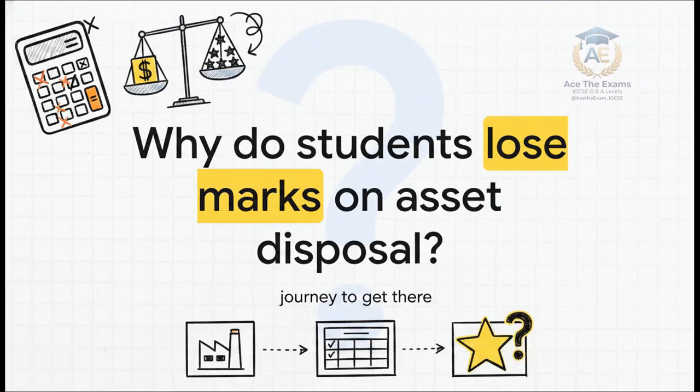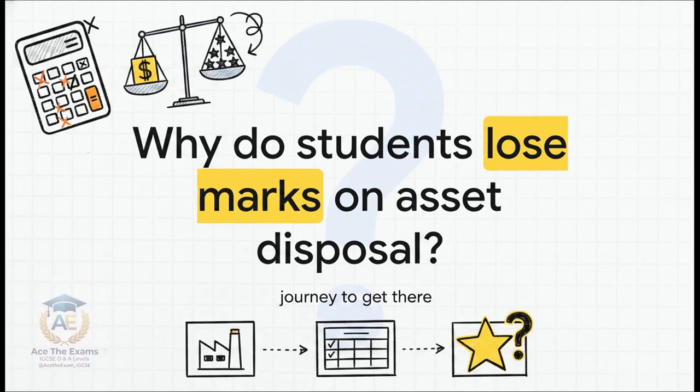I want to start our session today by posing a really high-stakes question to you. Why do highly capable, smart students consistently lose marks on asset disposal calculations? Seriously, think about it. You might assume it's just a silly arithmetic error, hitting the wrong button on a calculator under pressure, but the truth is actually much deeper, and it's rooted right in the examiner reports. It comes down to the anatomy of the command words.